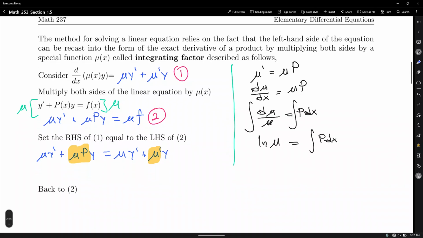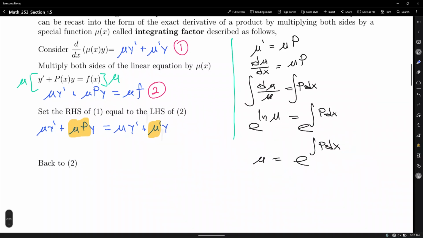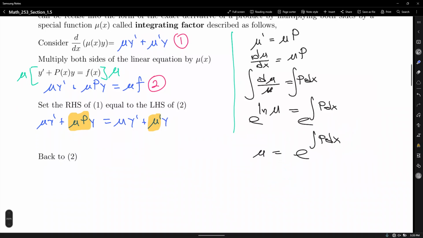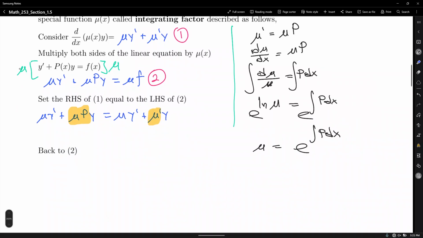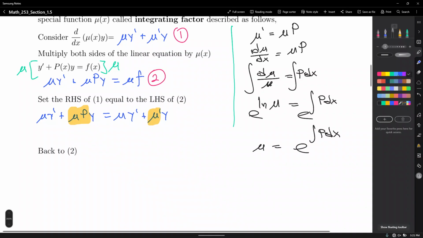Well, let's solve for mu by exponentiating both sides. So that means mu equals e to the integral of p dx, okay? And that's mu. That's the function. That's what we call the integrating factor. All right? So this is what we're going to do. I'm going to use this preliminary result I just got over here. I'm going to go back to equation 2 and multiply both sides.